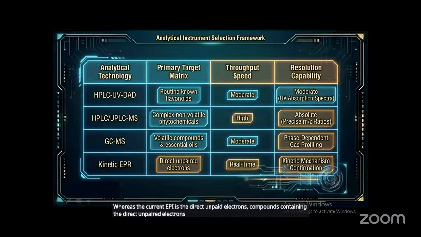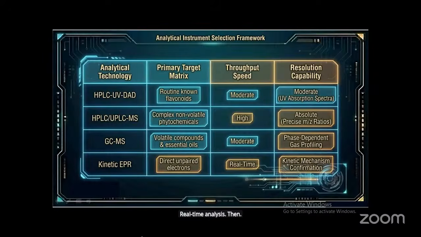Then coming to the speed of the work, HPLC-UV is moderate, HPLC UPLC-MS is high, GC-MS is also moderate, and kinetic EPR can be used for real-time analysis. Then resolution capability: HPLC-UV is moderate, UPLC-MS is absolute, with very precise unambiguous ratios, GC-MS is phase-dependent gas profiling, and kinetic EPR is used for kinetic mechanism confirmation studies. Next slide.